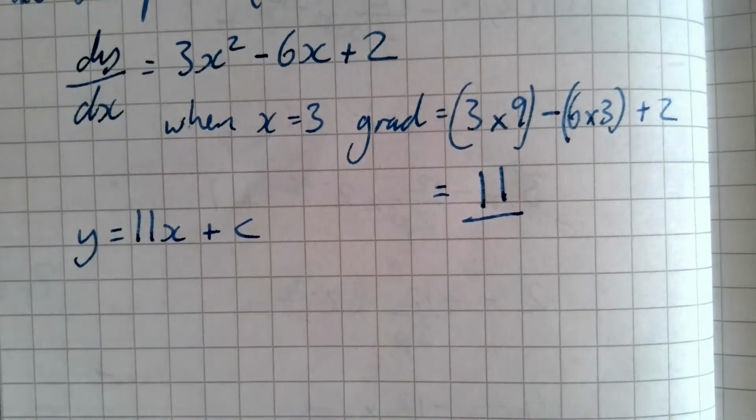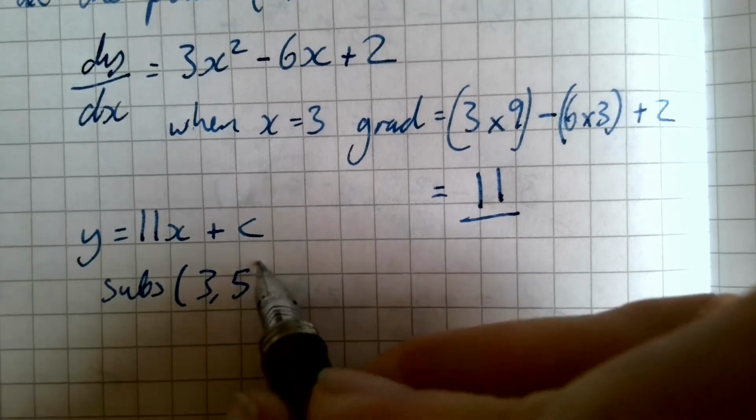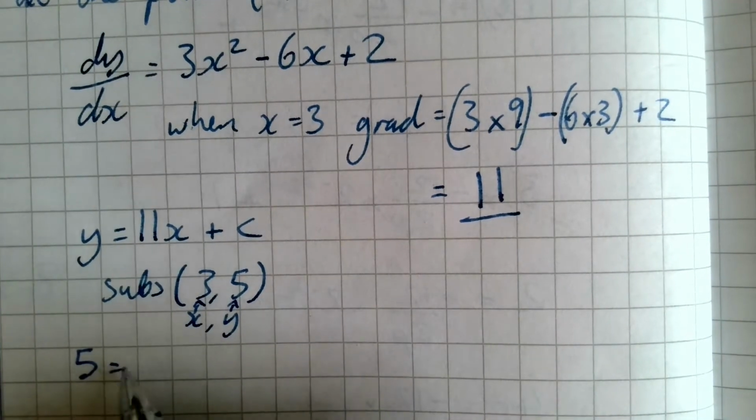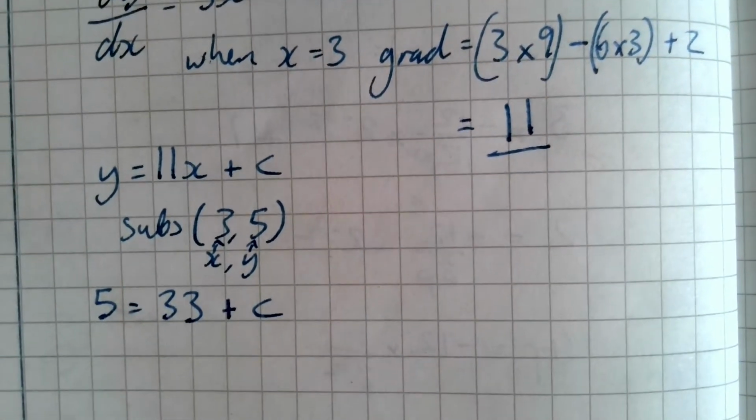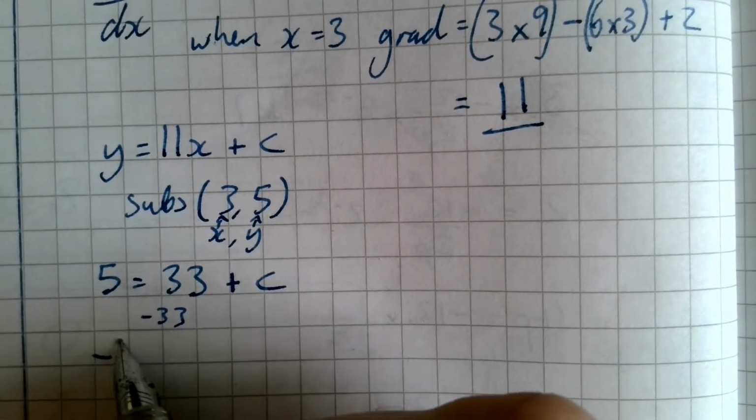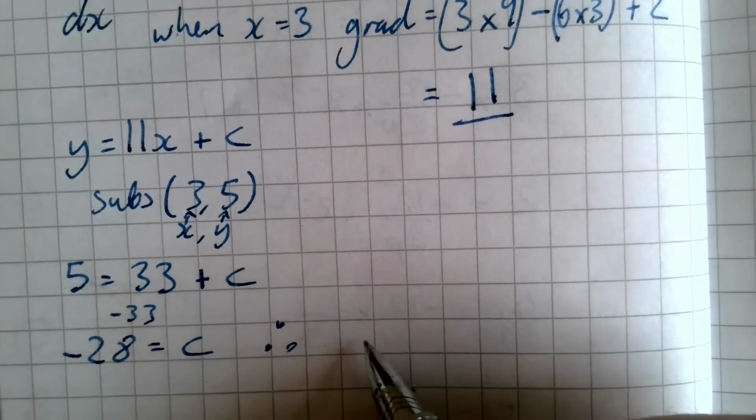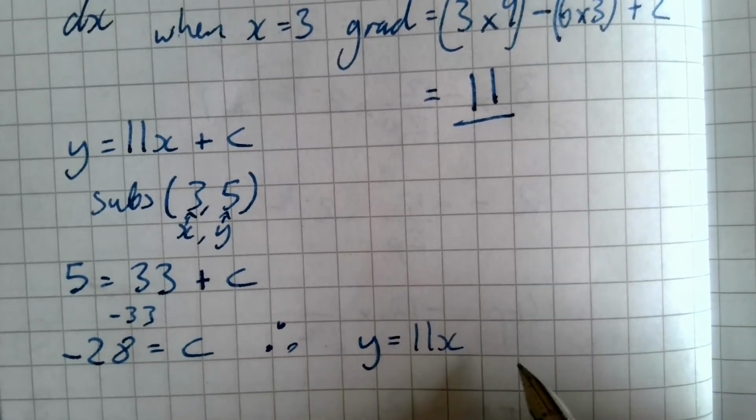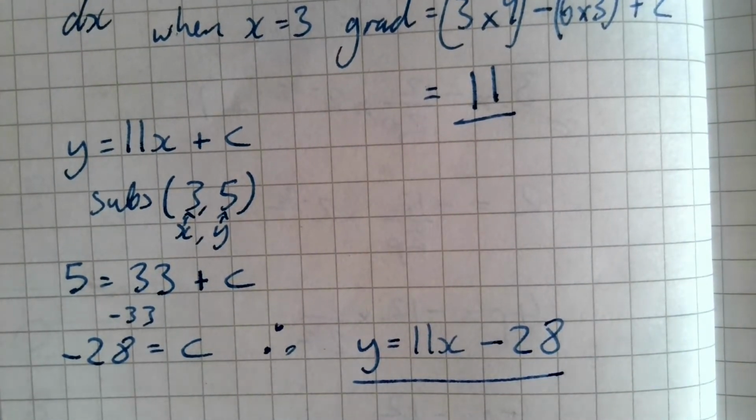11x plus c. We've been told the point, so we substitute the point (3, 5), so there's my x value, there's my y value. So we've got 5 equals 3 times 11 is 33 plus c. We were expecting a very negative one on this. We take 33 from both sides, and c must be negative 28. So we are looking at the equation of the tangent being y equals 11x take 28. That is our first solution.